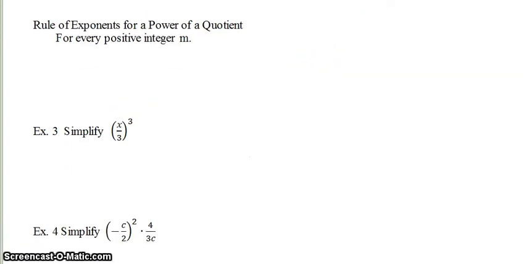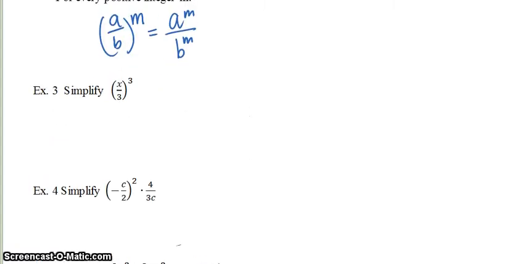Now, the rule of exponents for a power of a quotient, for every positive integer m. This is what it is. It is saying that we have a over b raised to the m power. You're going to be raising both the numerator and the denominator. So it's going to be a to the m over b to the m. So for this one, if x over 3 is being cubed, then we're simplifying, so it's x cubed over 3 cubed, which is the same as x cubed over 27.